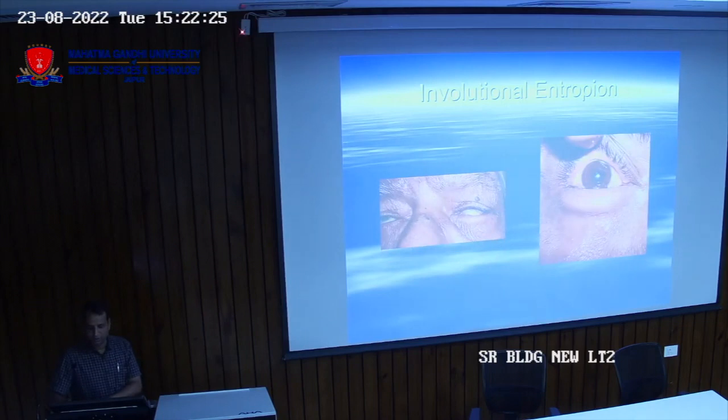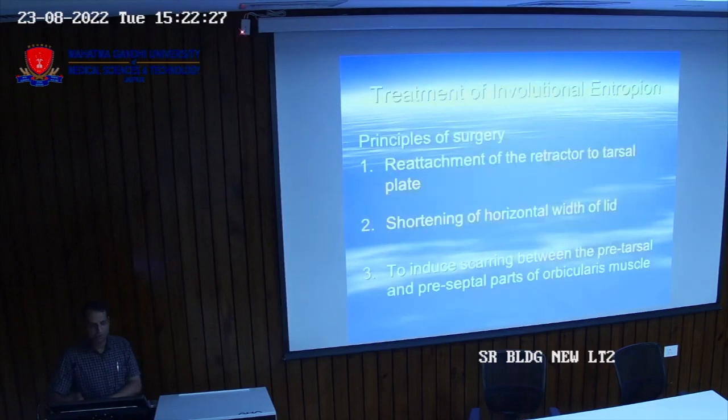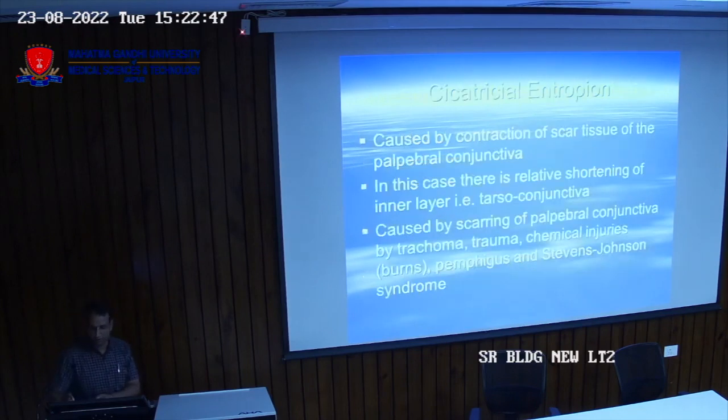Again you will see treatment, no talks: reattachment of the retractors to the tarsal plate, shortening of the horizontal width of the lid, and inducing scarring between the pre-tarsal and pre-septal parts of the orbicularis muscles.